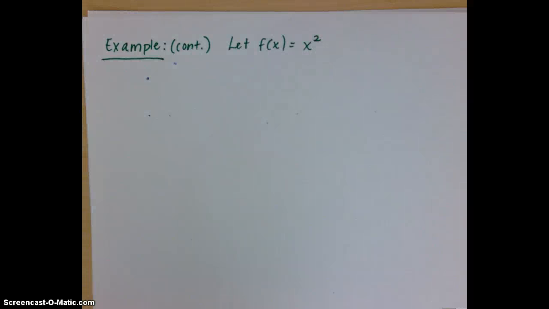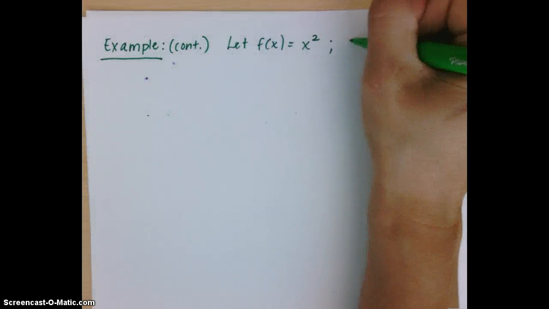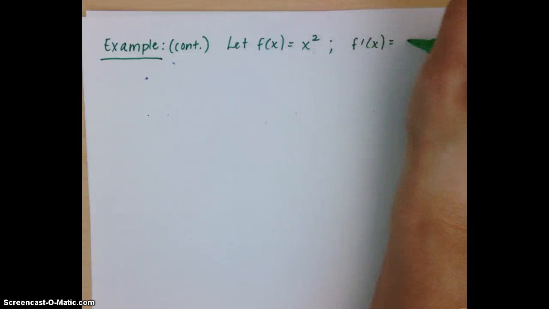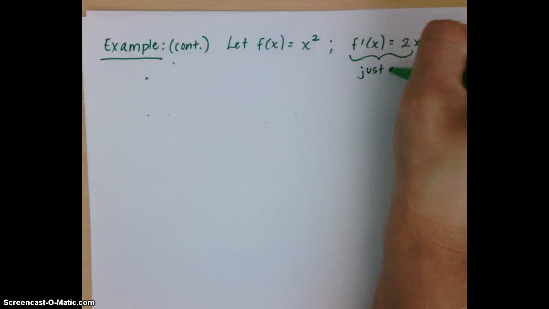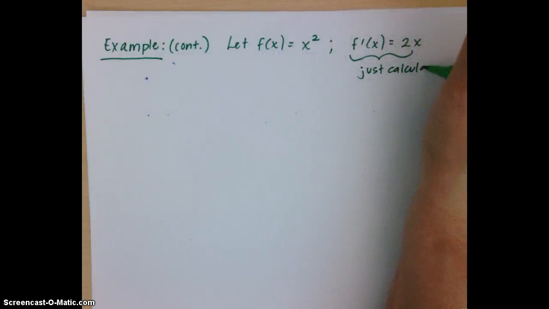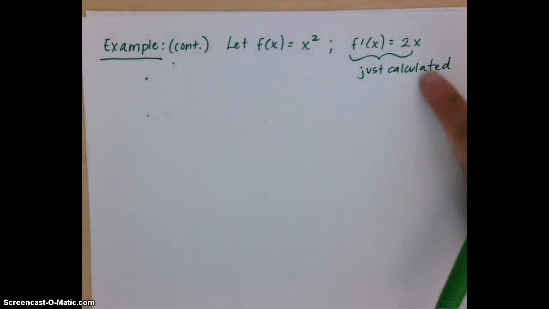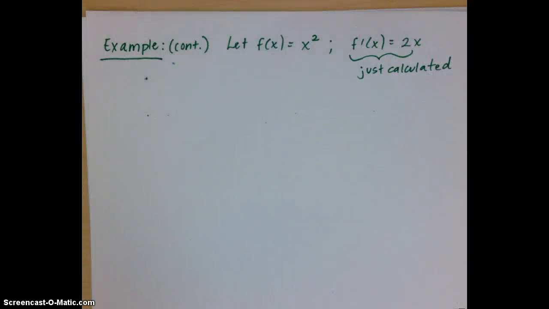So we've got f of x equaling x squared, and we found that f prime of x equals 2x. So we just calculated that. So in problems like these, don't expect for this to be given to you. It is something that would be step number 1, calculate the derivative. And then here's what we're going to do with it.